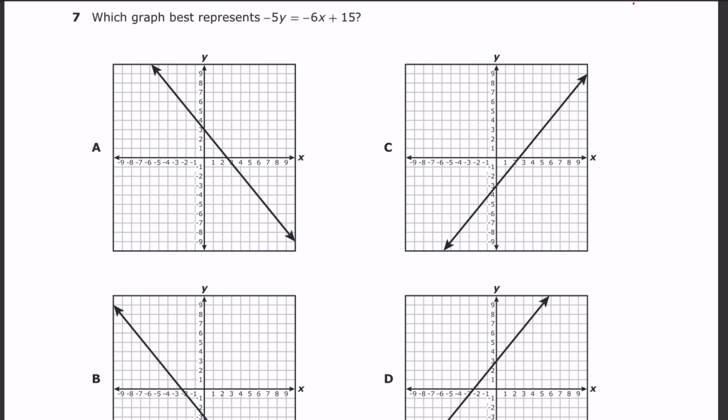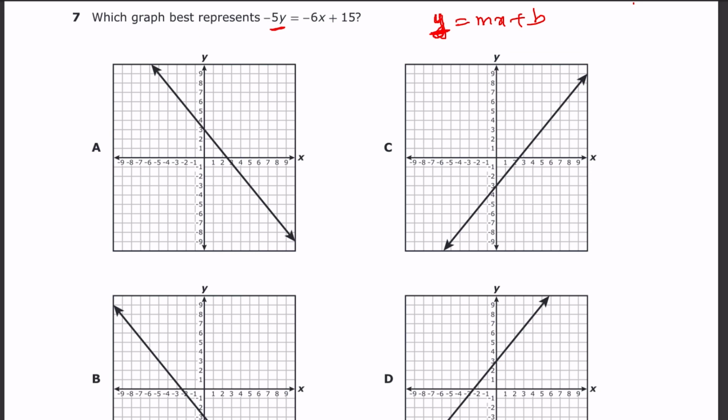Seventh one, which graph best represents -5y = -6x + 15? So -5y is equal to -6x plus 15. Now we'll bring this into the form y = mx + b. So we shouldn't have any coefficient for y over here, because we are having -5. So what will we do?